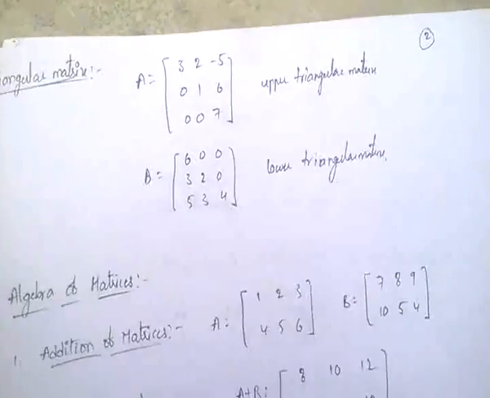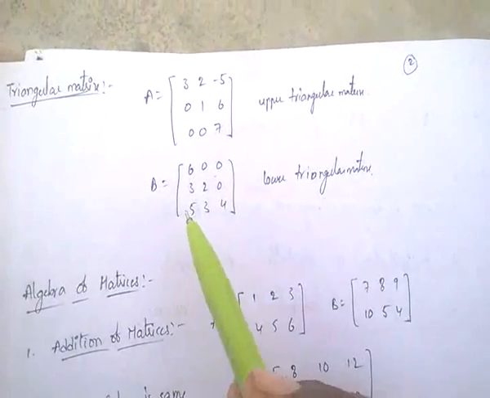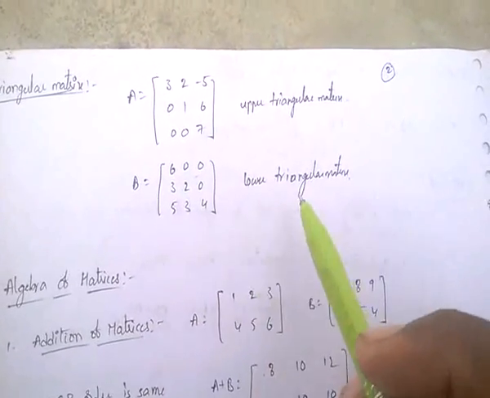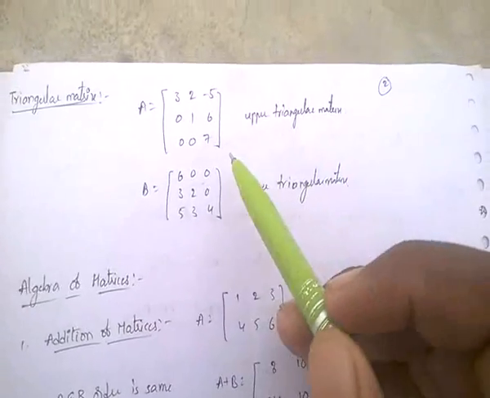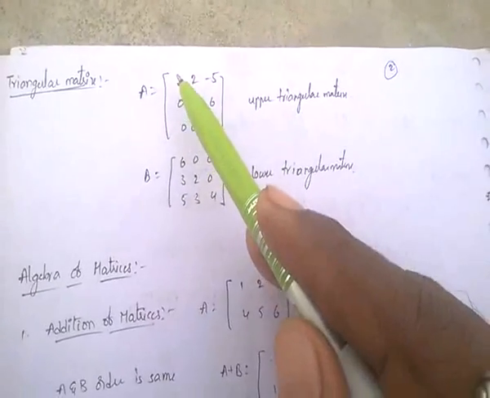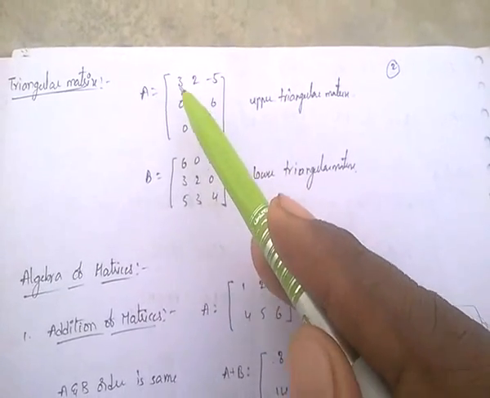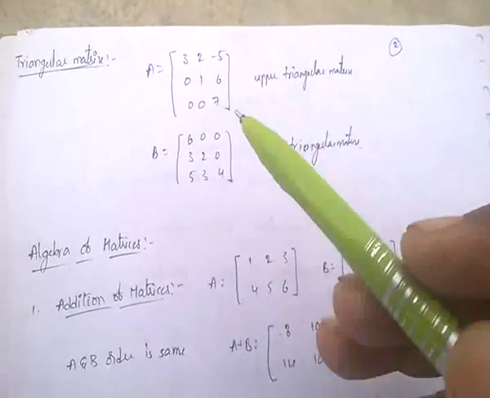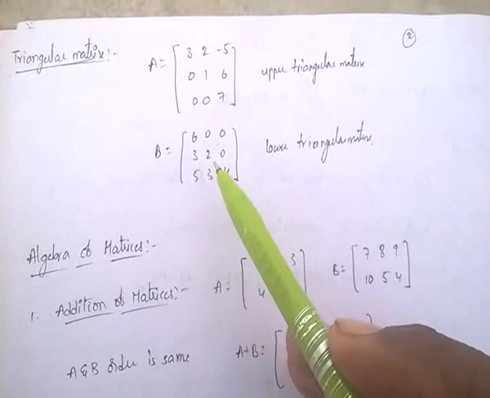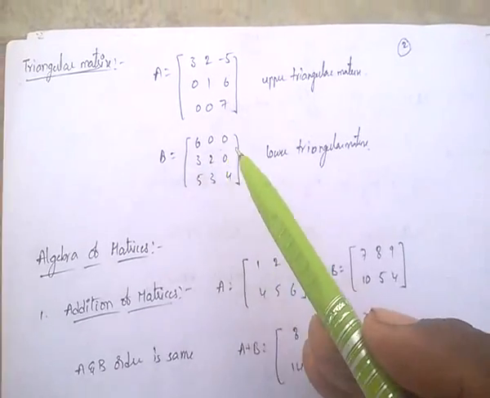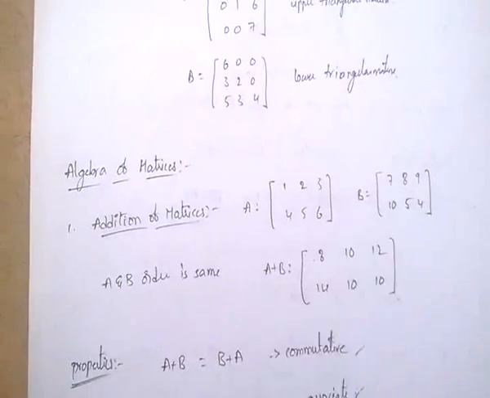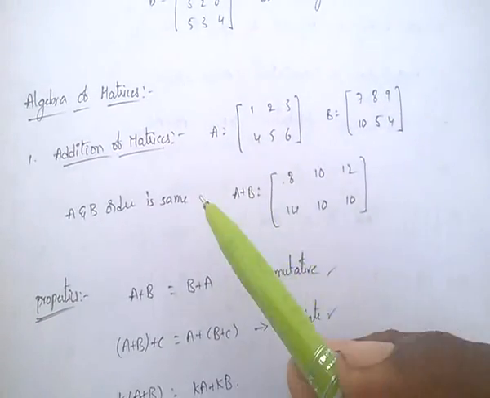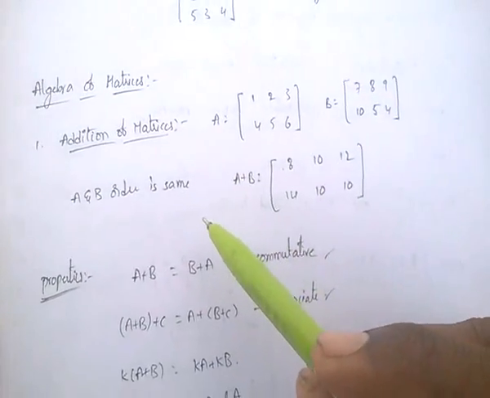Next one, triangular matrix. Triangular matrices are mainly of two types, upper triangular and lower triangular. In case of upper triangular, all the elements below the diagonal are 0. If all the elements above the diagonal are equal to 0, then it is a lower triangular matrix. Okay. Next, algebra of matrices, that means addition, subtraction, and multiplication.